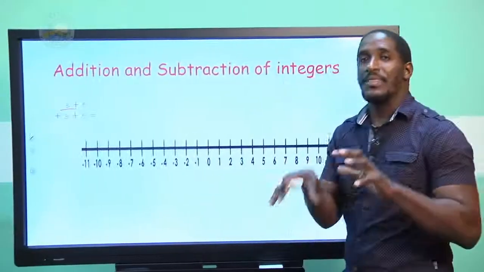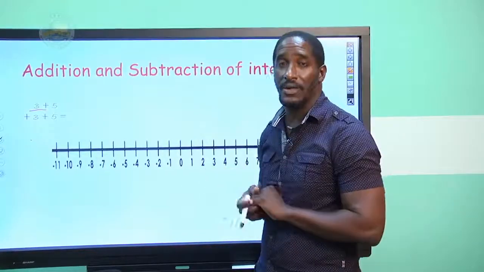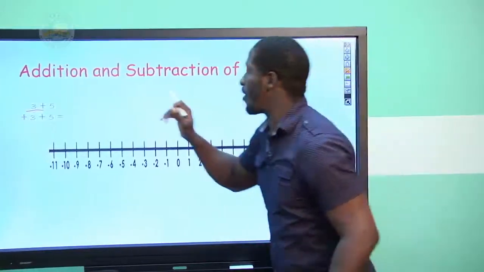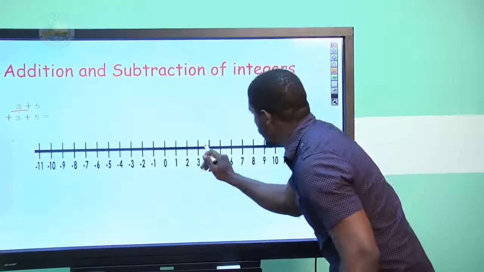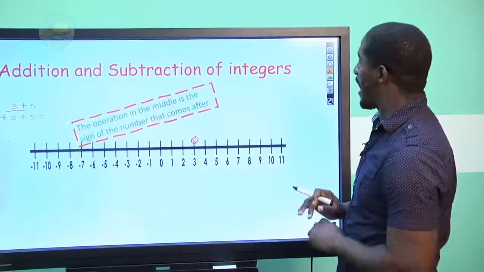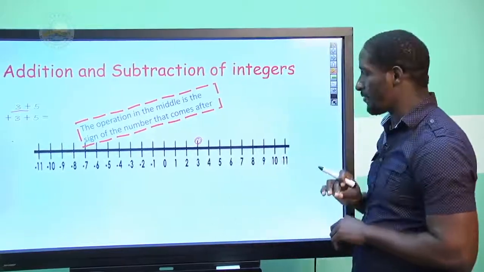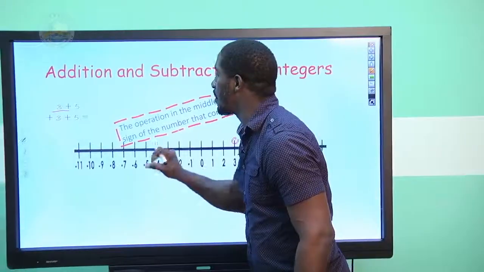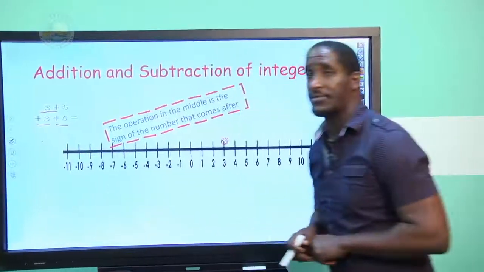Now please note that in terms of our integers, we usually do not put the signs of the numbers if they are positive. So here I'm saying 3. That 3 is positive 3. And to positive 3, we are adding 5. So what we are going to do is start at positive 3, and we are going to add 5. But I want you to notice that the operation in the middle, the sign between the numbers, is the sign of the number that comes after. So this here, 3 plus 5, is actually positive 3, positive 5.